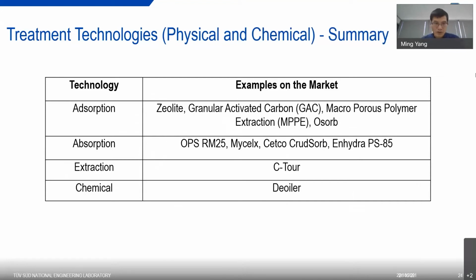adsorption, extraction, chemicals. The difference between adsorption and absorption is that for adsorption, the material used can be regenerated, while for absorption, once the material is used, you have to discard it. For adsorption, we're looking at various things like zeolites, granular activated carbons, and MPPE. Those are the examples. And for absorption, I have a few examples listed there as well.